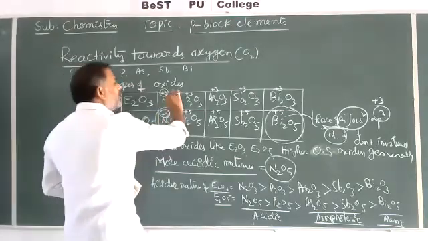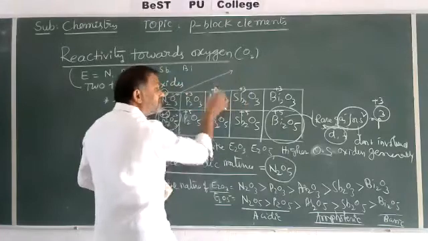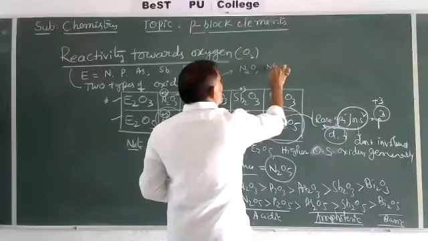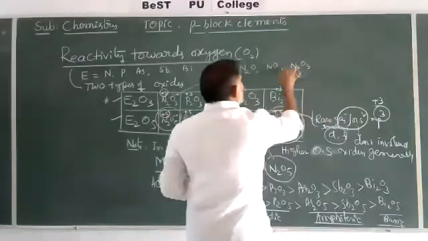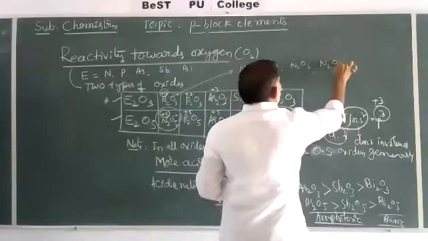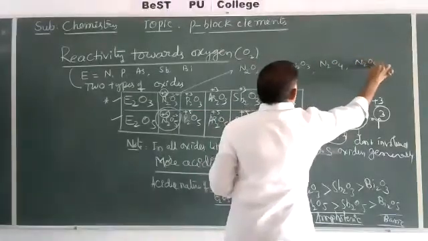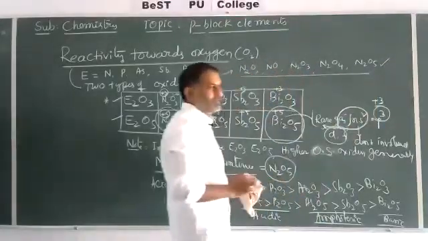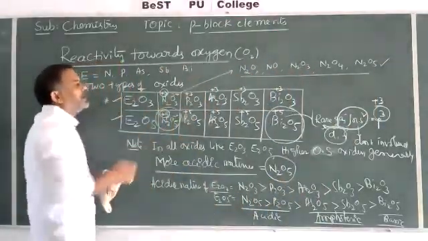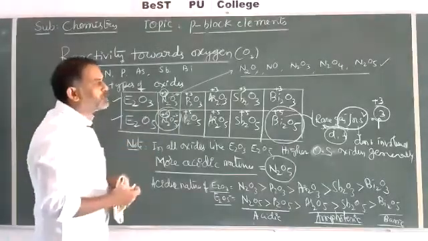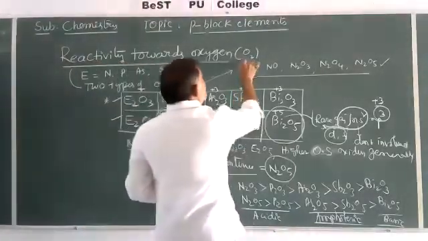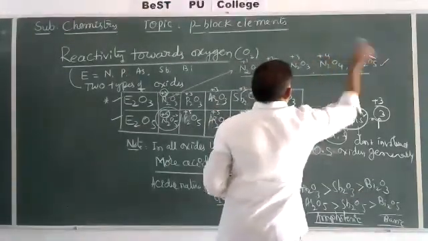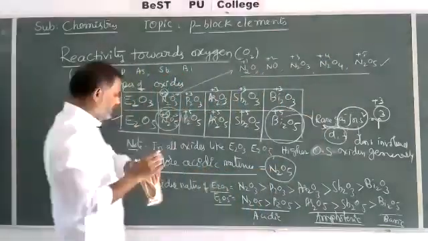Then there are different types of oxides of nitrogen. I will explain later. That is N2O, NO, N2O3, N2O4, N2O5. Tomorrow I'll continue. I'll explain some important oxides of nitrogen. Nitrogen forms some different important oxides and shows variable oxidation states, here +1, +2, +3, +4 and +5 oxidation states. Tomorrow I'll explain.